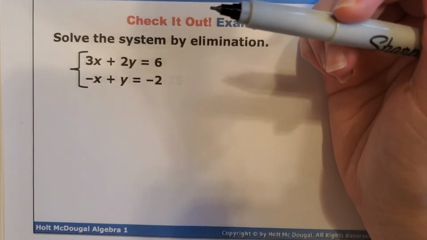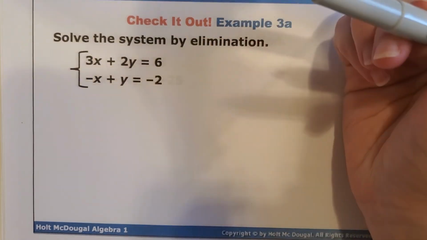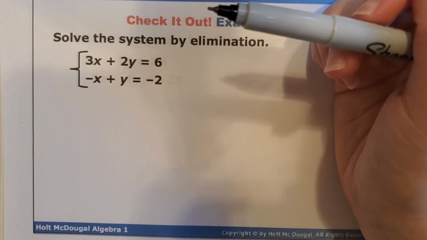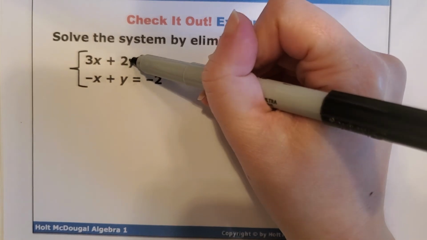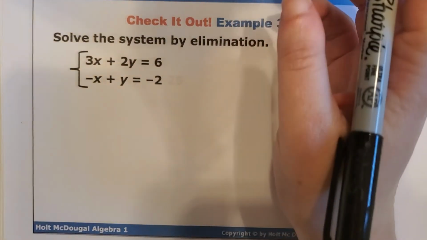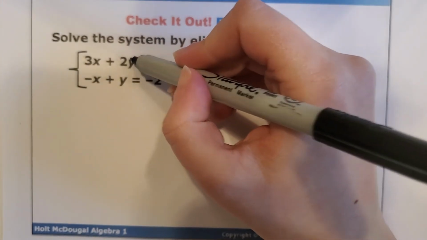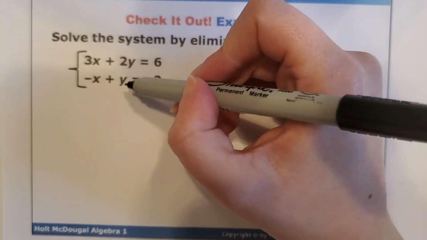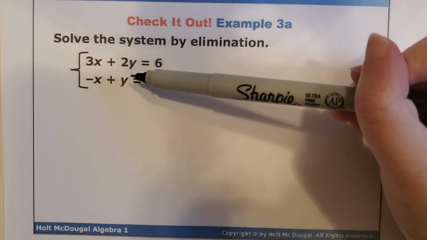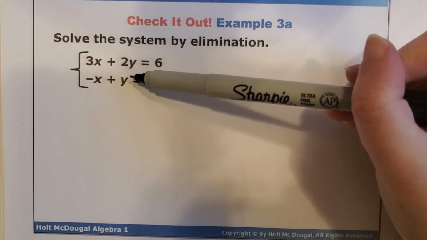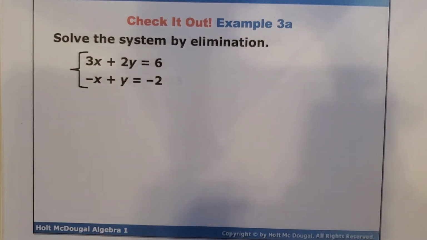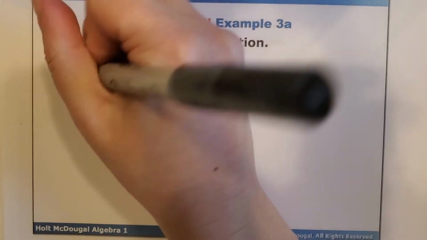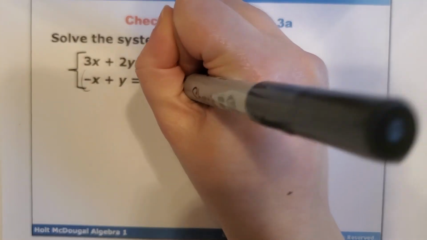What is the least common multiple of 2 and 1? Well, it's 2. So we want both of those to have a coefficient of 2. One of them has to be positive and one of them has to be negative. It doesn't matter which one. Since this one already has a positive 2y, we're going to leave it alone, kind of like we did a couple problems ago. So if this is positive 2, the coefficient in front of this y down here has to be a negative 2. So in order to get from 1 to negative 2, we would have to multiply the second equation by negative 2.